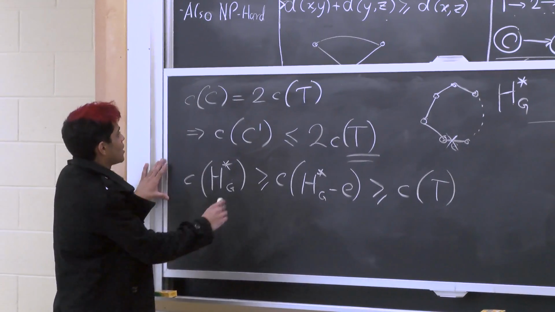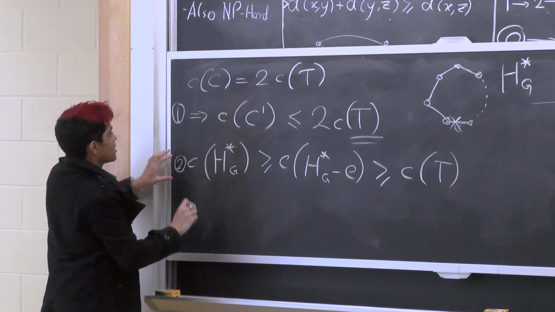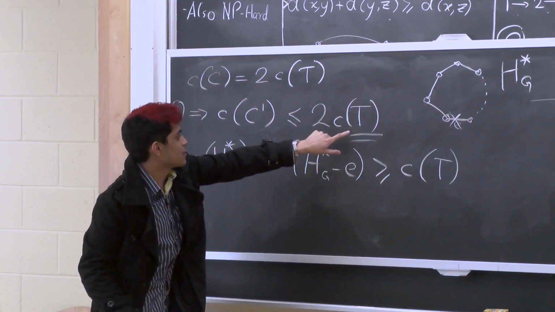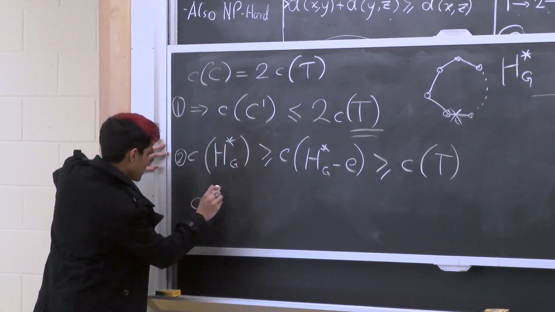So now combining this guy and this guy, you get cost of C dash is less than or equal to 2 times cost of C. But you know that cost of C is less than cost of H of G. So you get a 2 approximation.